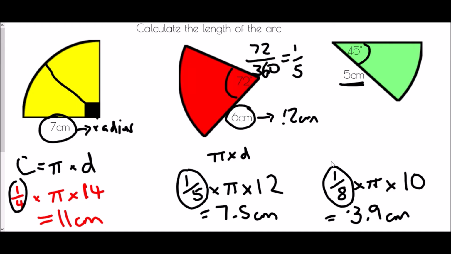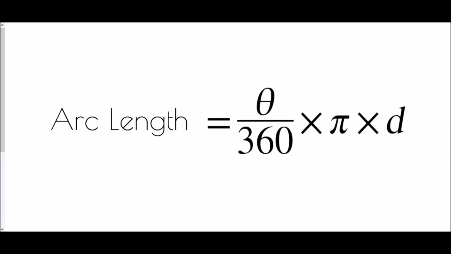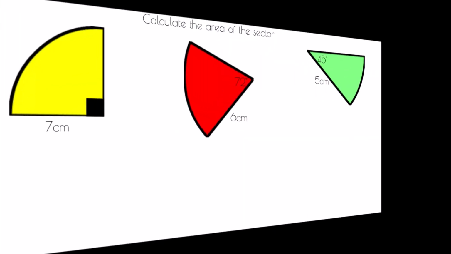But if we didn't know the exact proportion, could we do this a little bit easier? Well, we can. There is a simple formula. The arc length is theta over 360, and theta just means whatever the angle is, times pi times diameter. And so no matter what the angle is, even if it's something that doesn't go into 360 particularly nicely, it will still work to find the arc length.